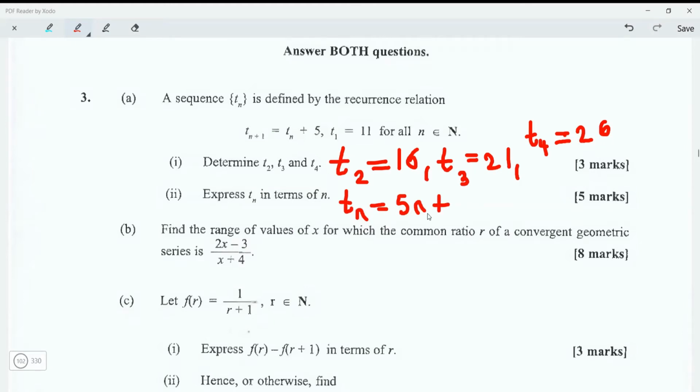All right, so cool with this for the nth term? Yes, sir. All right.